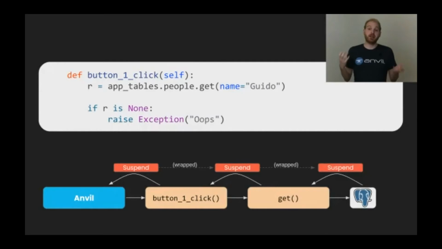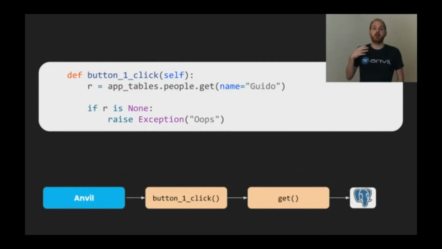And that suspension contains within it a JavaScript promise. A few milliseconds later, the database is going to come back to us, at which point that suspension will get resumed. Now, resuming a suspension is actually another way of calling the button one click function.